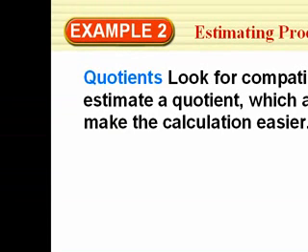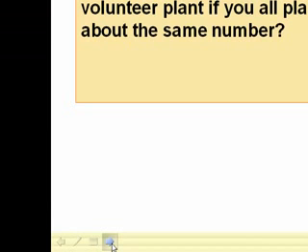So we got example number 2. This is quotients. It says estimating, we're still estimating products. It says look for compatible numbers when you estimate a quotient, which are numbers that will make the calculations easier. So let's take a look at this example number 3.